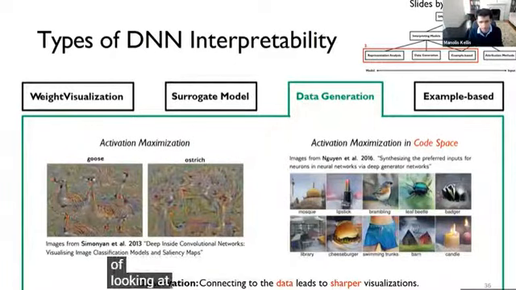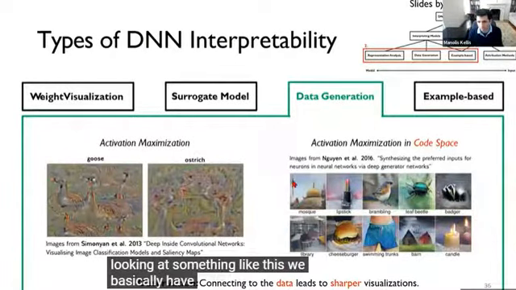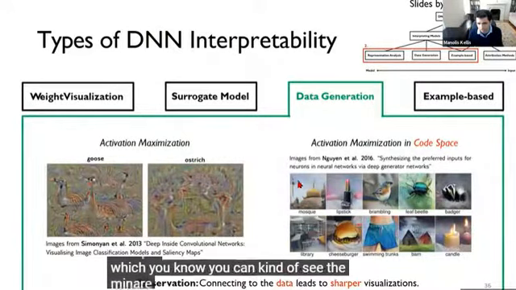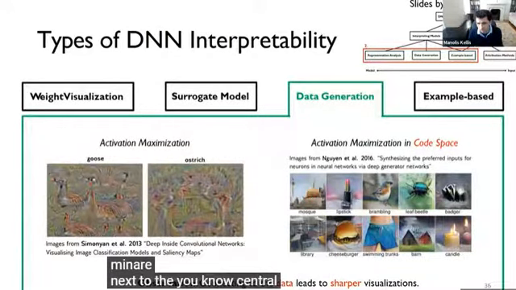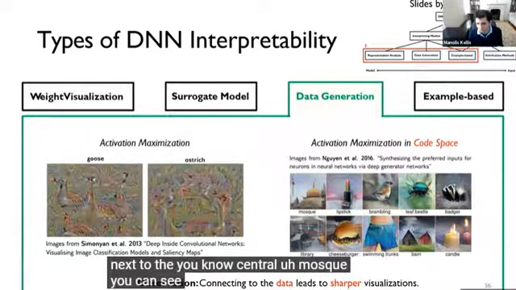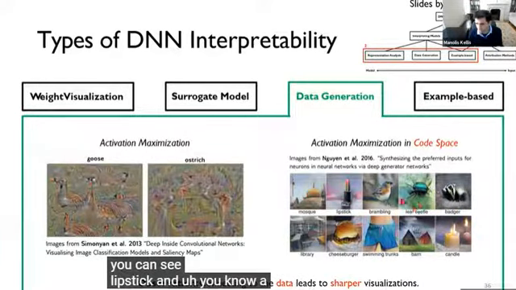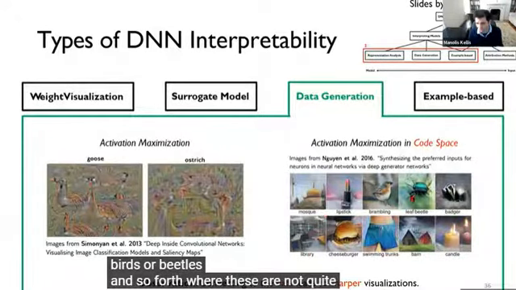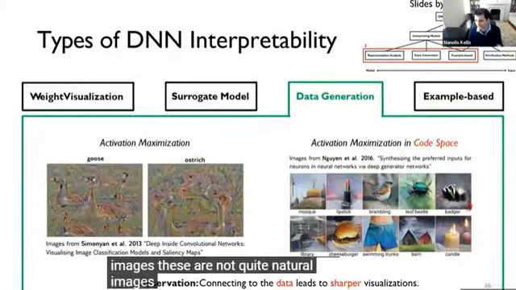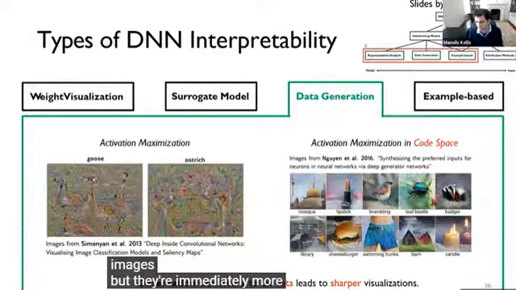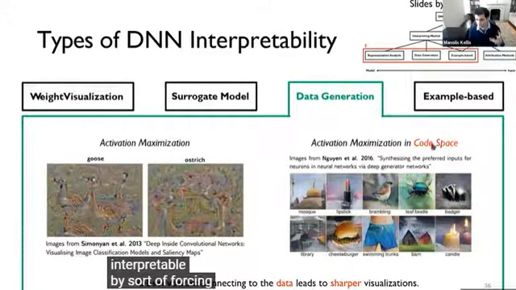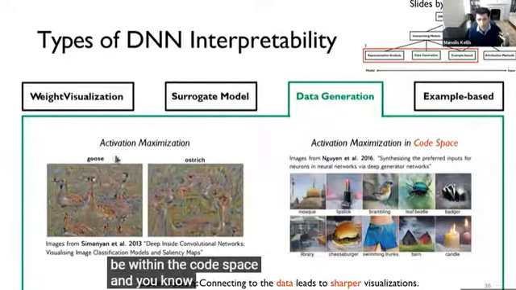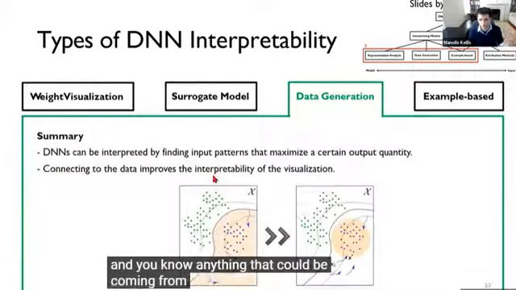So instead of looking at something like this, we have images of a mosque, where you can kind of see the minaret next to the central mosque. You can see lipstick and particular birds or beetles and so on and so forth. These are not quite natural images, but they're immediately more interpretable by forcing your representations to be within the code space rather than anything that could be coming from outside.